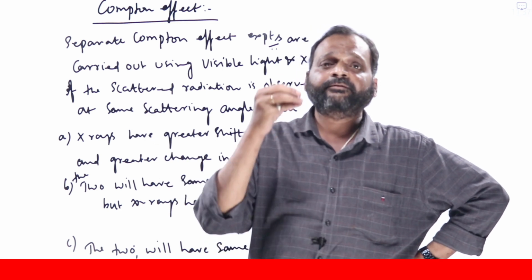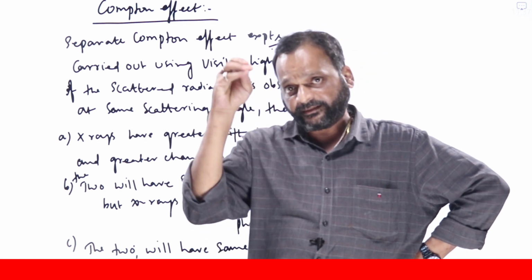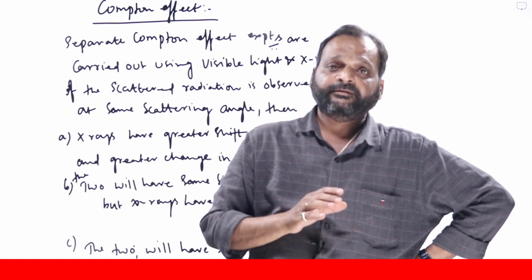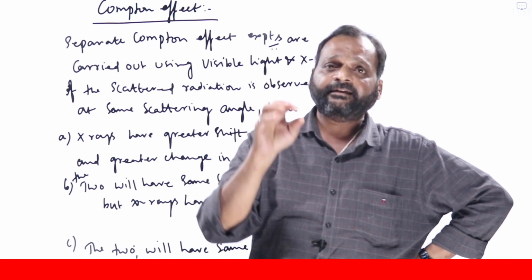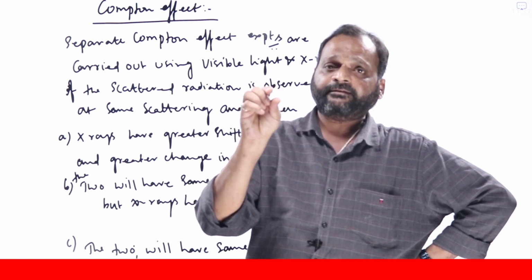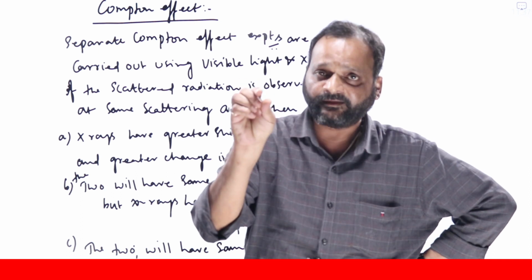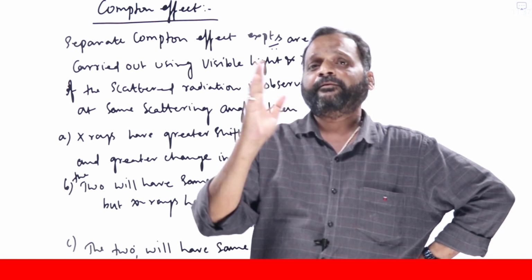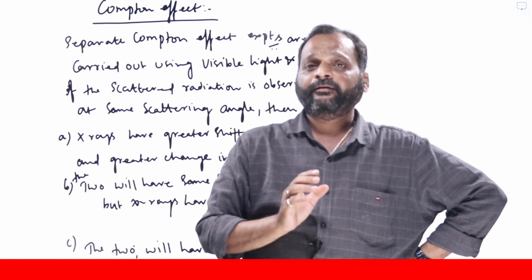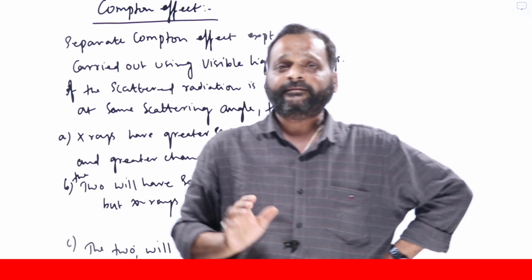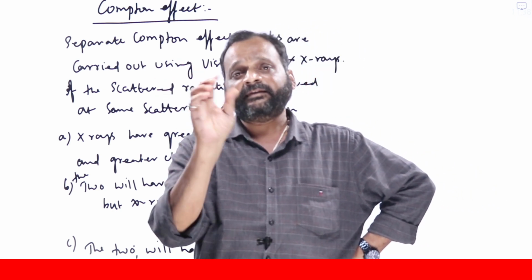Why don't we do it with visible light? As we have seen in the Compton effect video, the percentage change in wavelength will be small. At any given angle, the change in wavelength is independent of the wavelength. d lambda is independent of lambda. Whether you send 1 angstrom, it will become 1.5; even if you send 1000 angstroms, it will become 1000.5 only. That 0.5 change remains the same at a given angle.